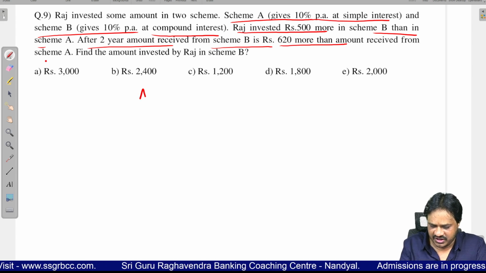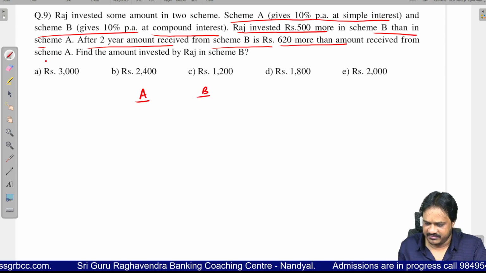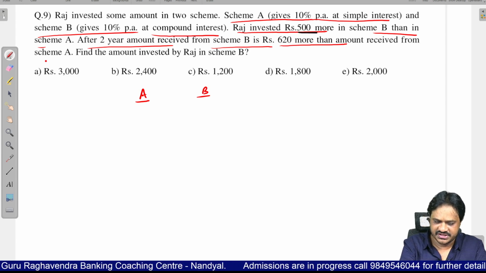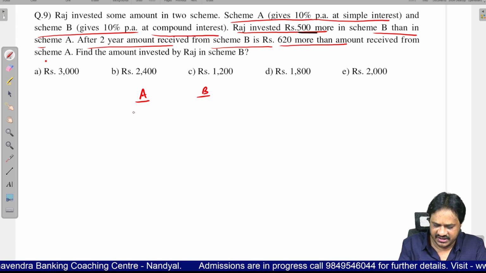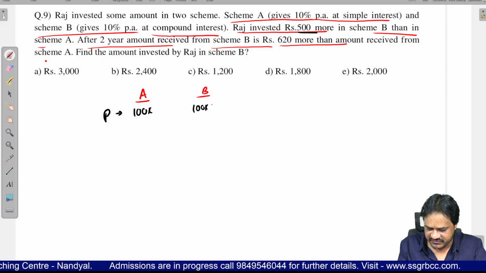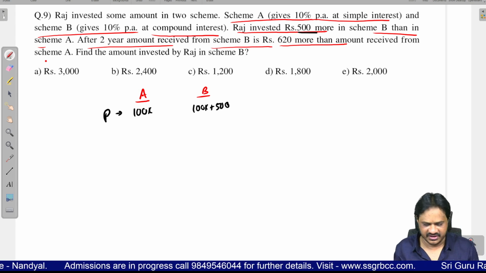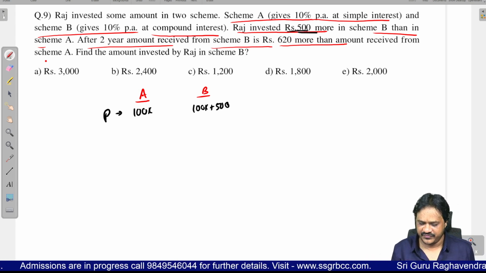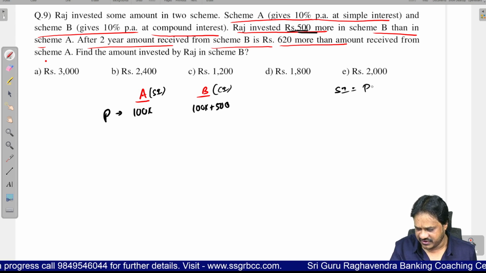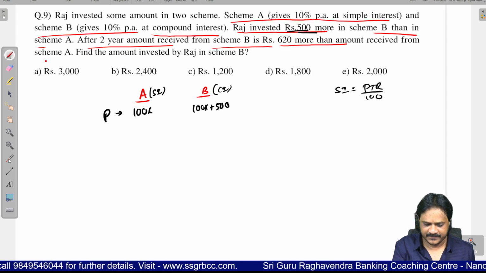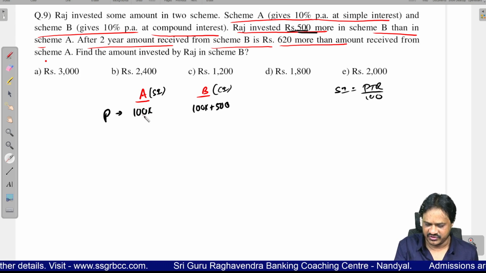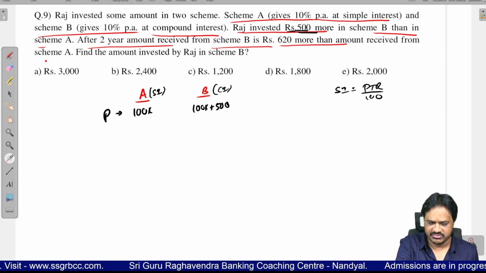So there are two schemes, A and B. Here what is given? Raj invested 500 more in scheme B. So let us take A's investment as 100x. Investment is nothing but principal. This one will be 100x plus 500 because it is 500 more. A is simple interest, B is compound interest. Simple interest formula PTR by 100. Now it is 10%, and for 2 years, so 10 into 2, 20, 100 plus 20, 120.